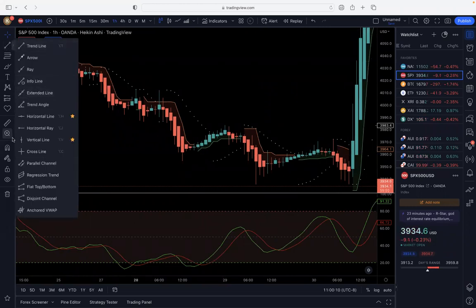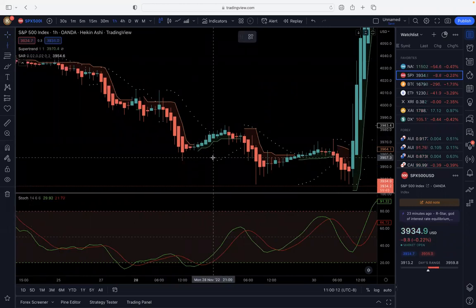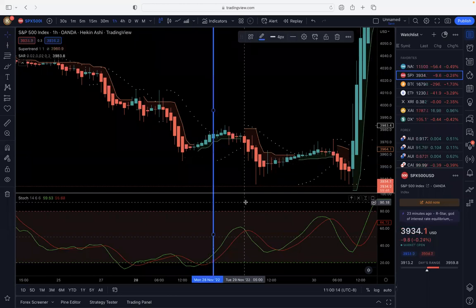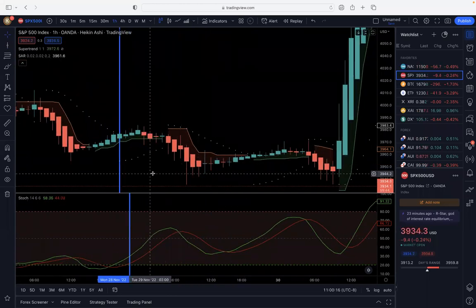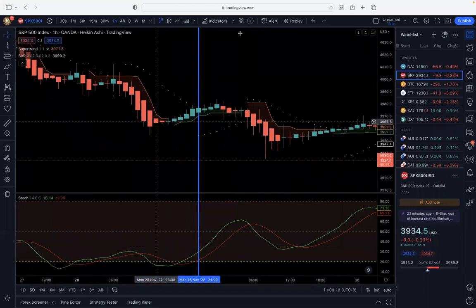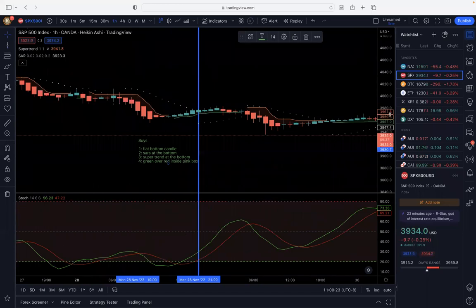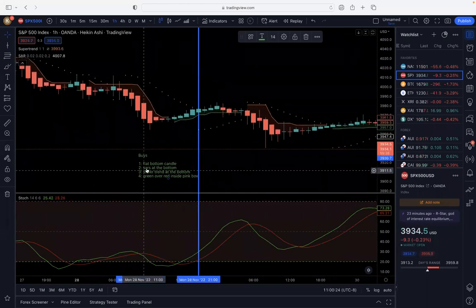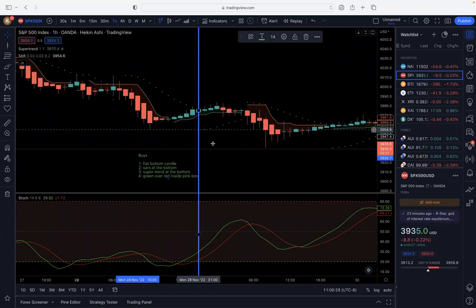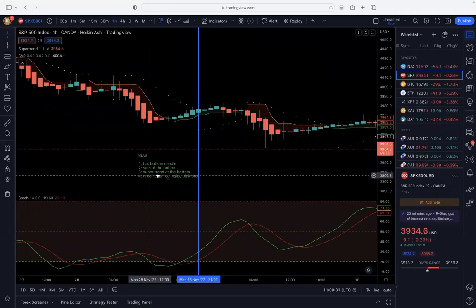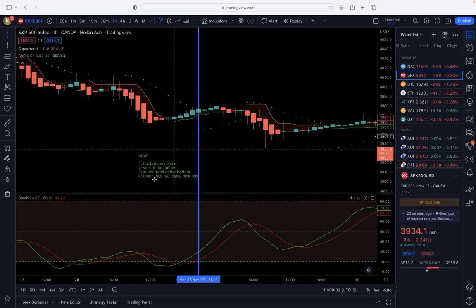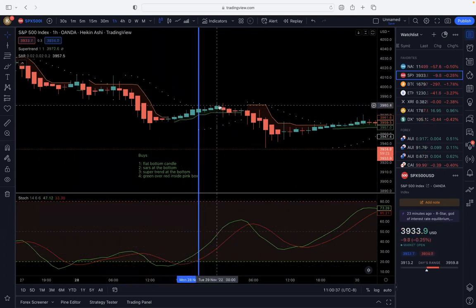Because at first I was feeling a little bad about this. But now that we're looking at it and now that I'm thinking about managing your trades and stuff, if you look at this entry with red over, where's our rules at? We got 4 confirmations. One down here rules. We got flat bottom candle, check. SARS at the bottom. Here's the SAR right here. Check. Super trend at the bottom. Check. And green over red inside the pink box. Check.